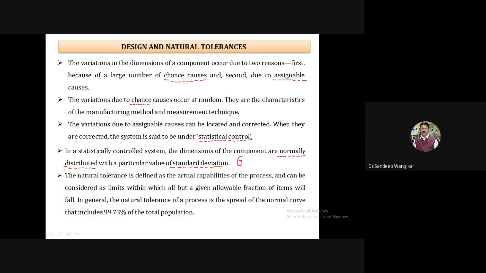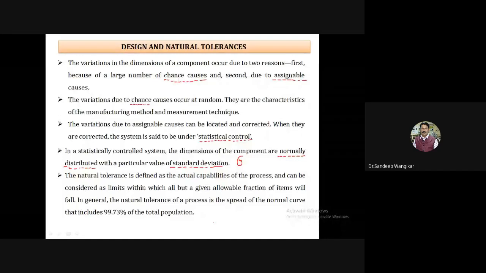The natural tolerances are there, and the natural tolerance is defined as the actual capability of the process and can be considered as the limit within which all but a given allowable fraction of items will fall. In general, the natural tolerance of a process is the spread of the normal curve that includes 99.73% of the total population.